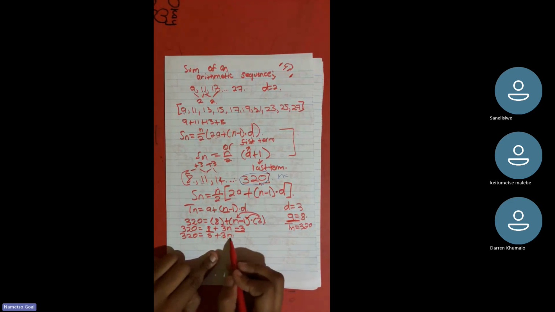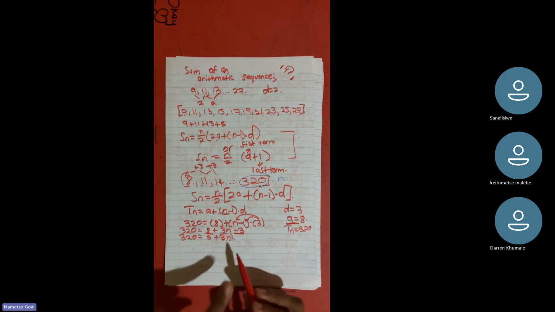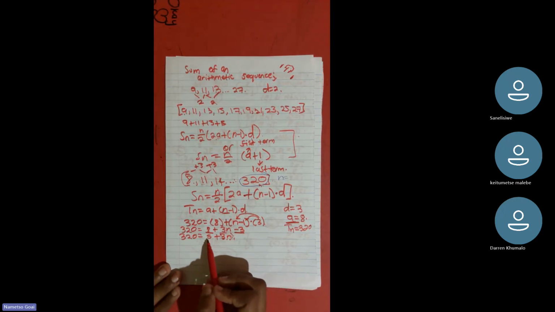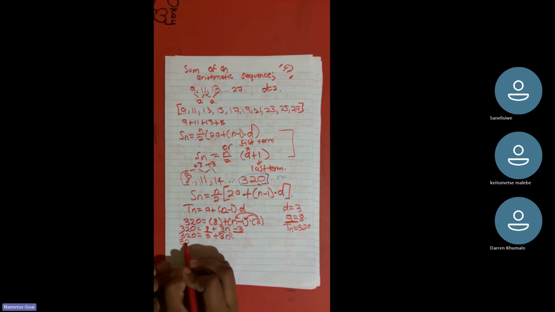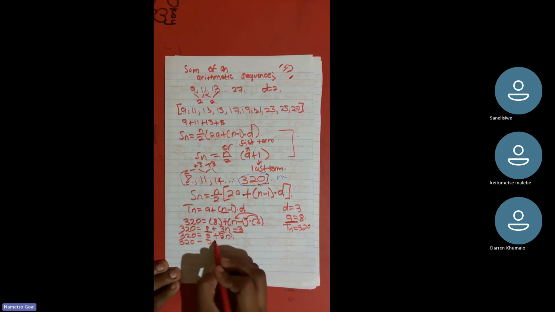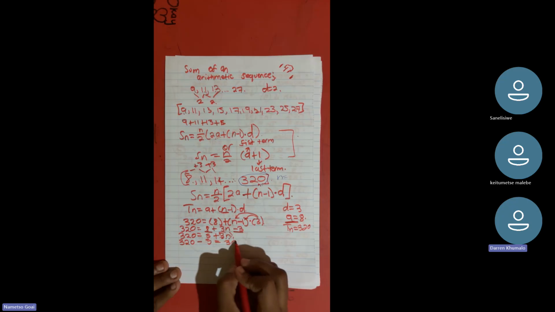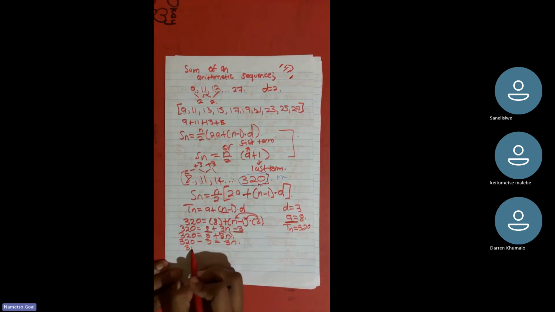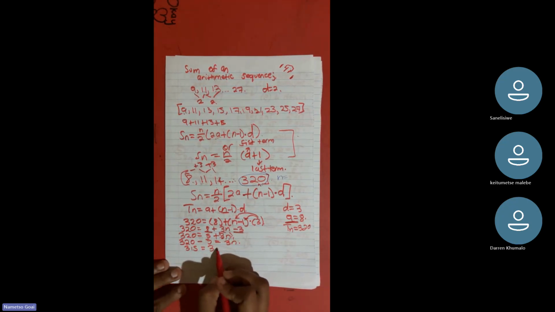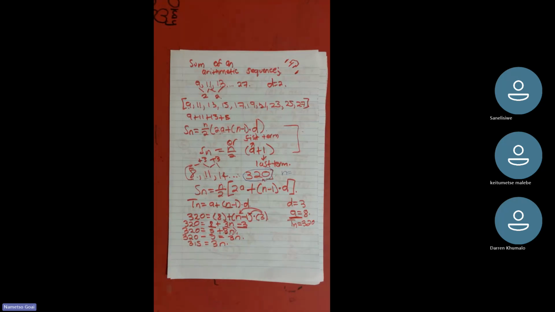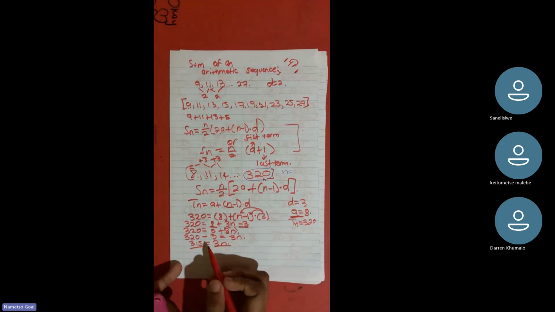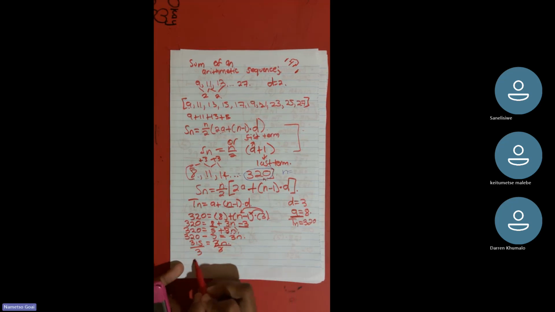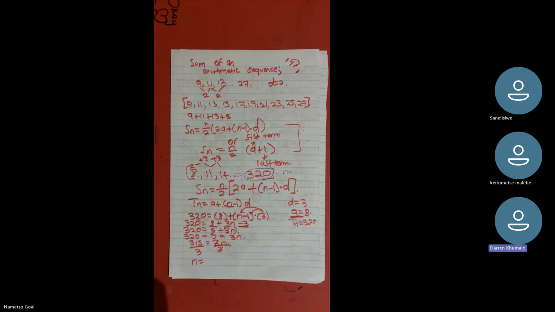Now we're trying to solve for n, right? So we can take this 5 and transpose it to the other side. So we'll have 320 minus 5 equals 3n, right? So we have 315 equals 3n. If we divide both sides by 3, what will we have? Our n as 63.